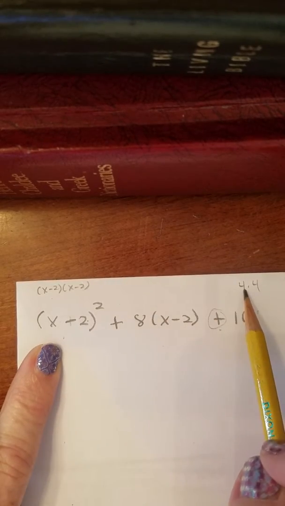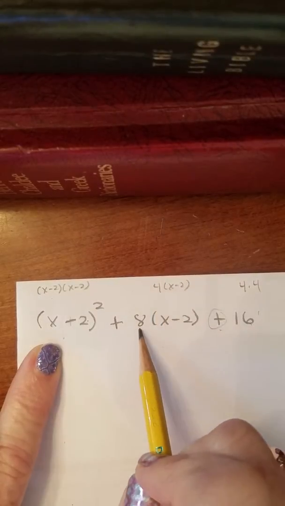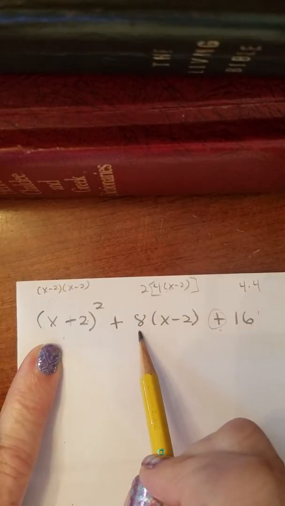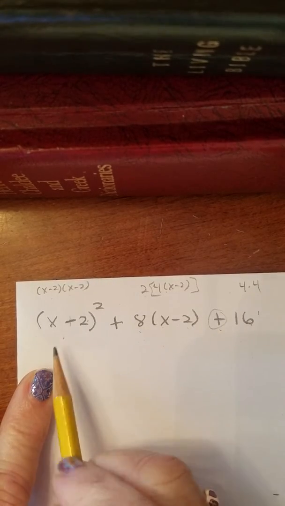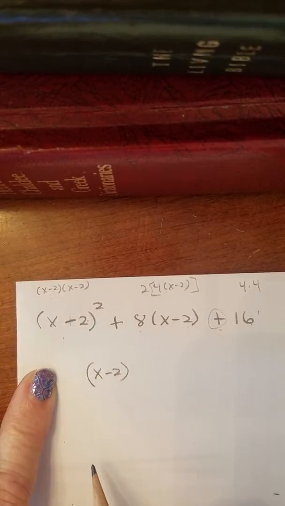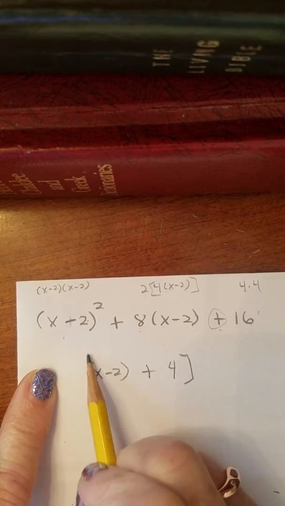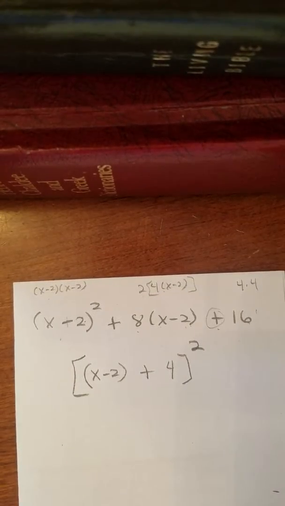If I took 4 times the x minus 2, and then I doubled that, I would end up with the 8 times x minus 2. So the middle term checks out. So that means that my answer is going to be x minus 2, same sign as that, plus 4, this squared. So that would be your answer right there.